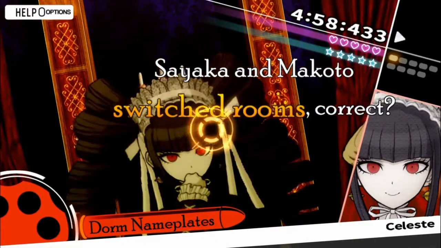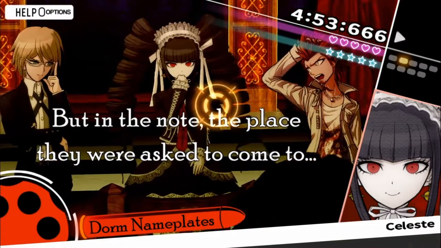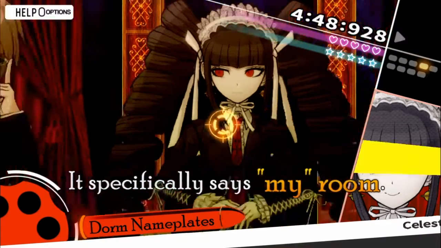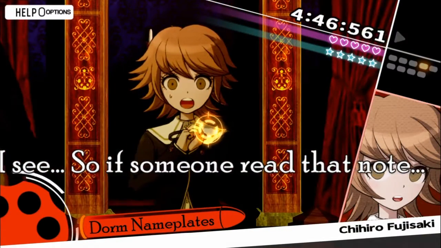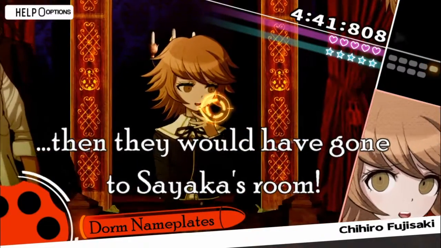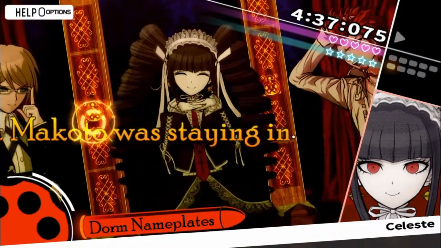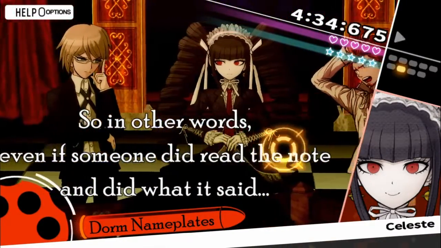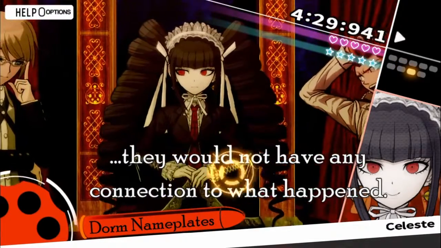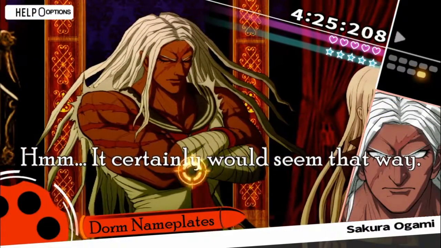Sayaka and Makoto switched rooms, correct? But in the note, the place they were asked to come to, it specifically says, my room. I see. So if someone read that note, then they would have gone to Sayaka's room. Exactly. The room that Makoto was staying in. So in other words, even if someone did read the note and did what it said, they would not have any connection to what happened. It certainly would seem that way.